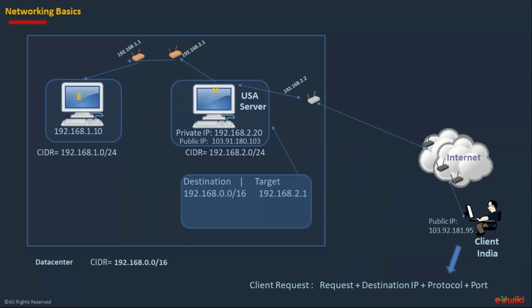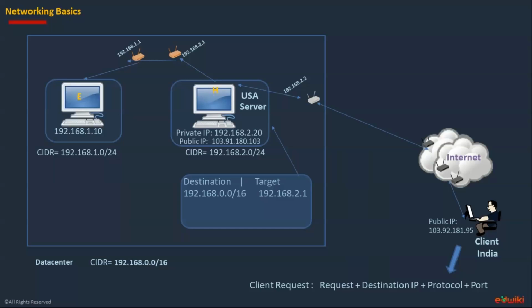That is true because H machine knows from the route table it can give to 2.1 and somehow the data may go to E machine, but E machine doesn't know how to reply back, correct? When E machine is trying to give the response back to the H, E machine understands that okay, the H is in a different network. I don't have a route table with me. How to go with this, correct?